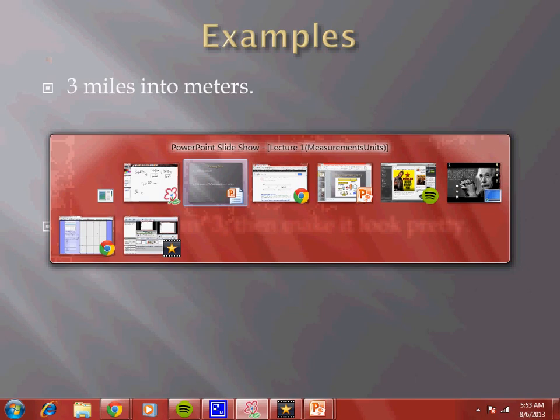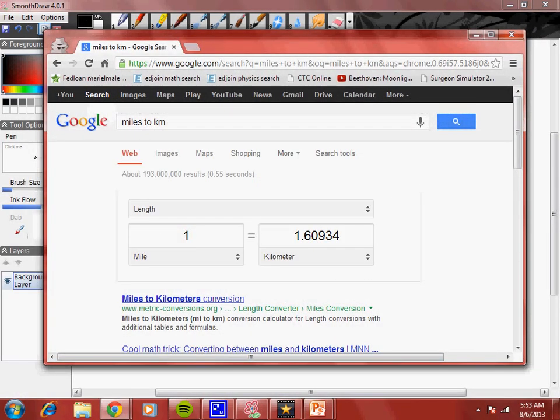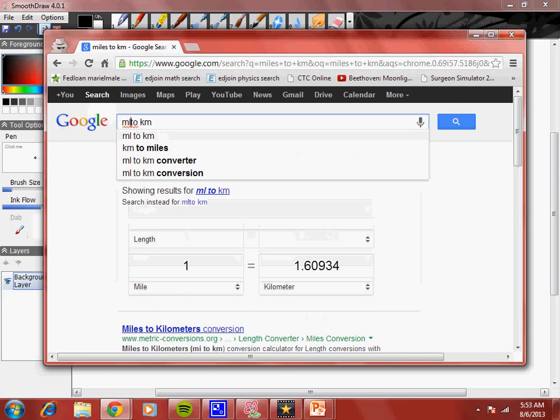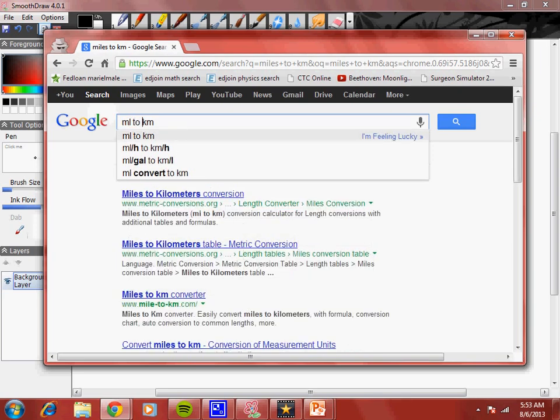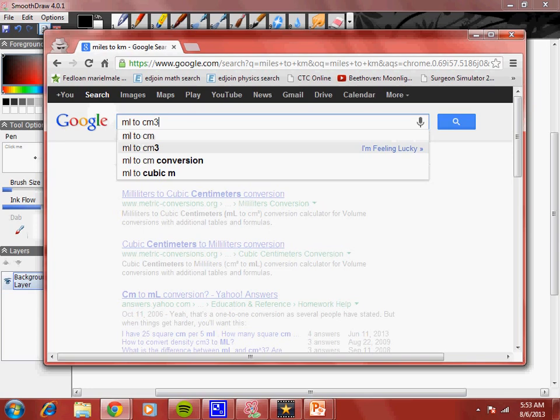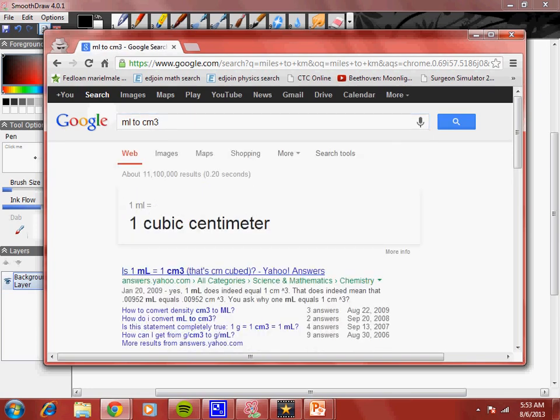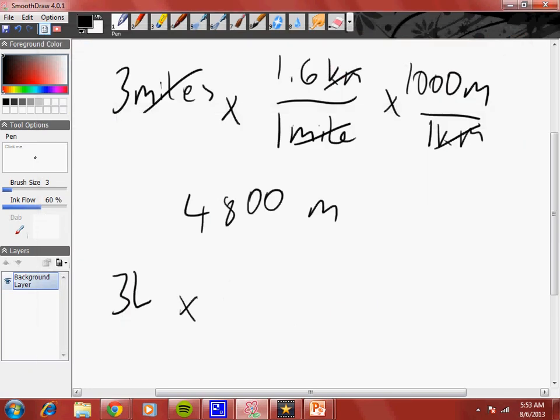Another quick example: 3 liters into meters cubed. I guess when I made this presentation I was really familiar with the conversions, but now I'm not too sure. Let's see. How many milliliters is a centimeter cubed? I think that's 1:1, but I am not too sure. Yeah, there we go, someone already answered. 1 milliliter is 1 centimeter cubed.